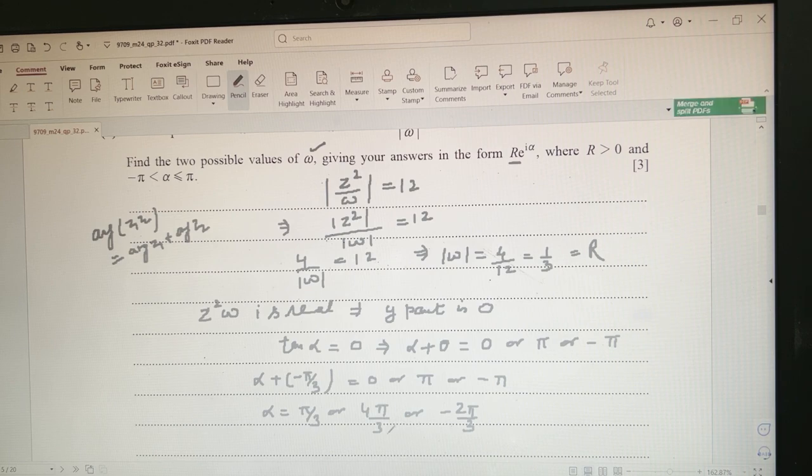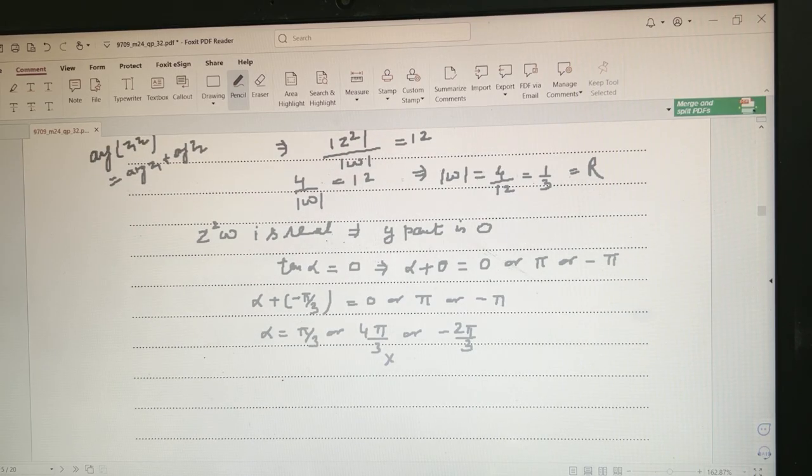Out of these three, 4 pi by 3 is not applicable, so we'll drop this value. So it means we have these two results. Alpha may be pi by 3 or negative 2 pi by 3. So now we have r as 1 by 3 and alpha has two values, pi by 3 or negative 2 pi by 3. This means we can write omega as r, which is 1 by 3, e raised to i alpha. So i alpha will be i pi by 3 or r e raised to negative i 2 pi by 3. So these will be the two answers for omega.